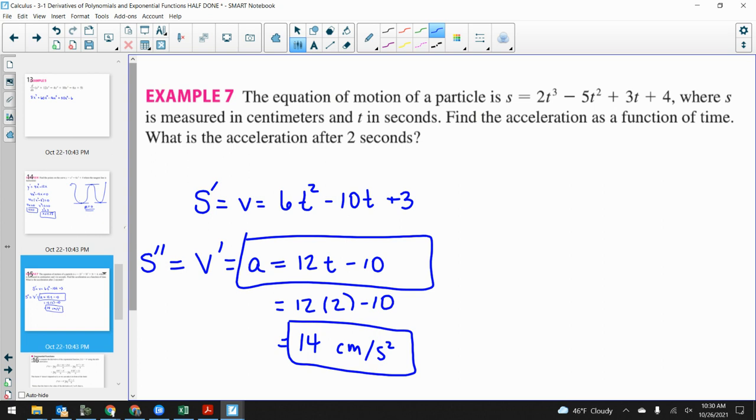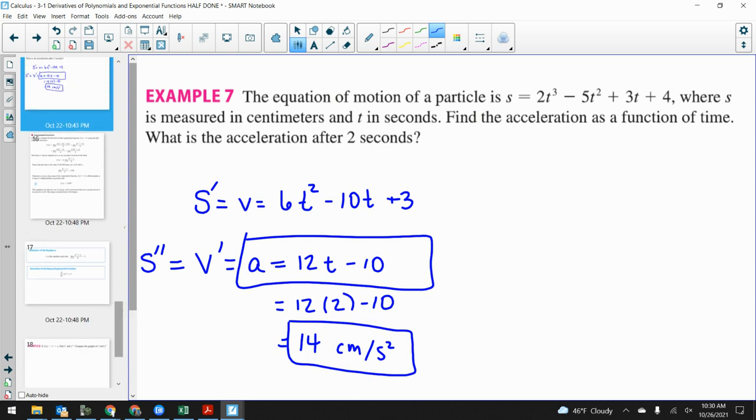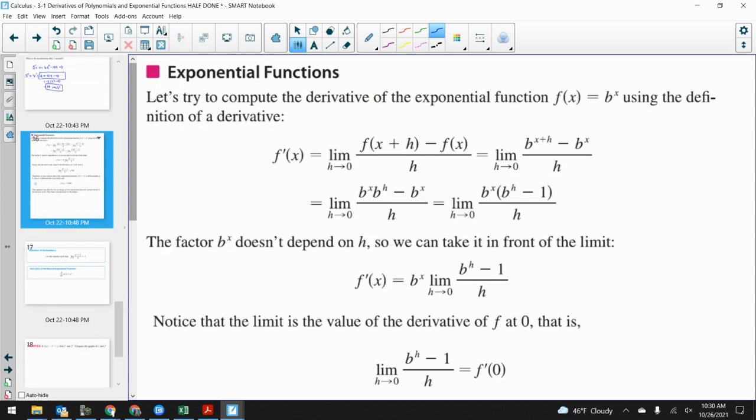I have to tell you guys, that would have taken us a very long time, like 20 minutes to do that problem, if we were forced to use the definition of a derivative. But because we know this rule where we bring it out front and we multiply, man, that simplifies our life greatly. All right, exponential function.